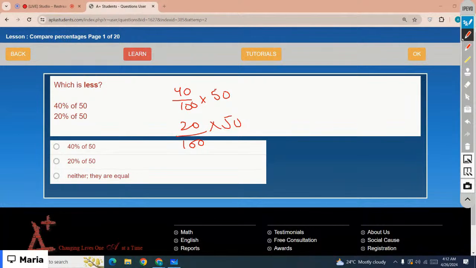So 40 over 100 times 50 is 20, right? And 20 over 100 times 50 is 10, right? So which is less?